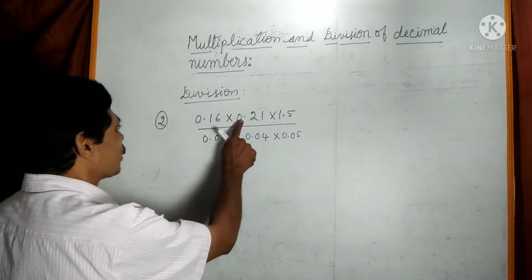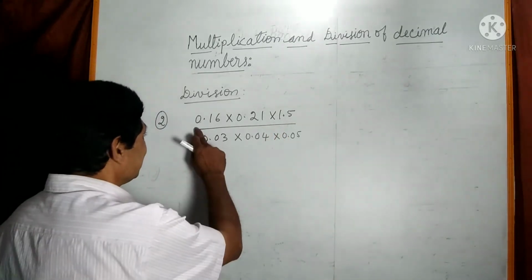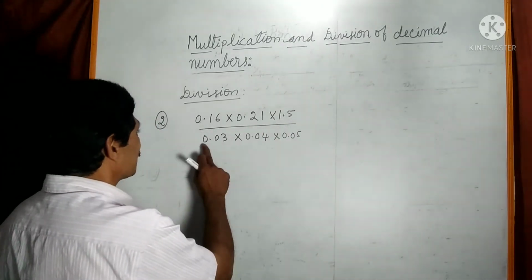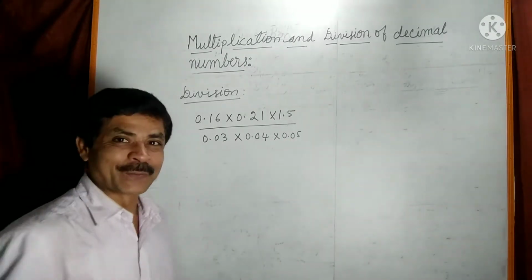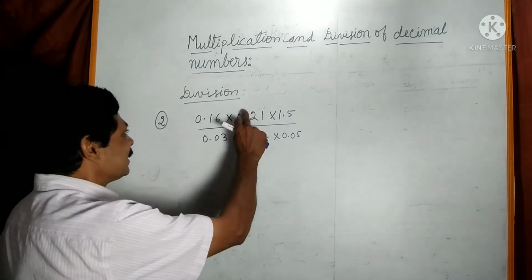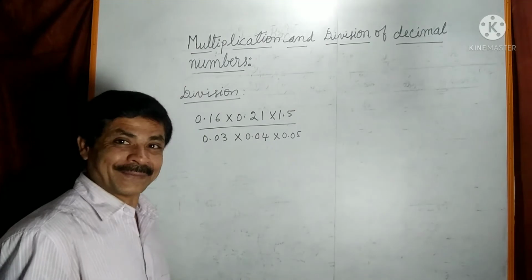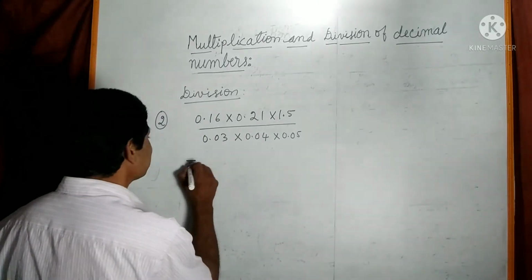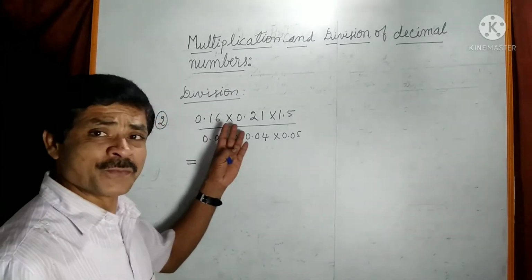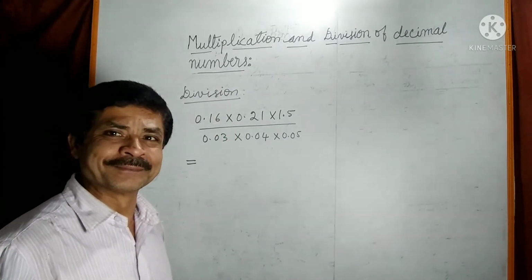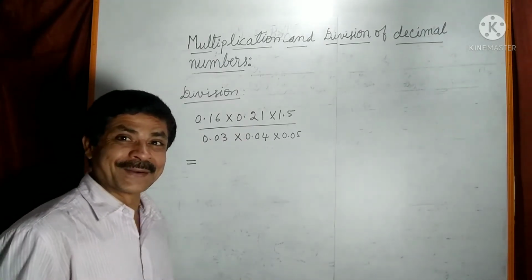0.16 into 0.21 into 1.5 by 0.03 into 0.04 into 0.05. This means this divided by the denominator. Okay? So that we will write this. What we will do here? I feel this is a very difficult question. But when you go to solve, you will see whether it is a difficult or easy question.